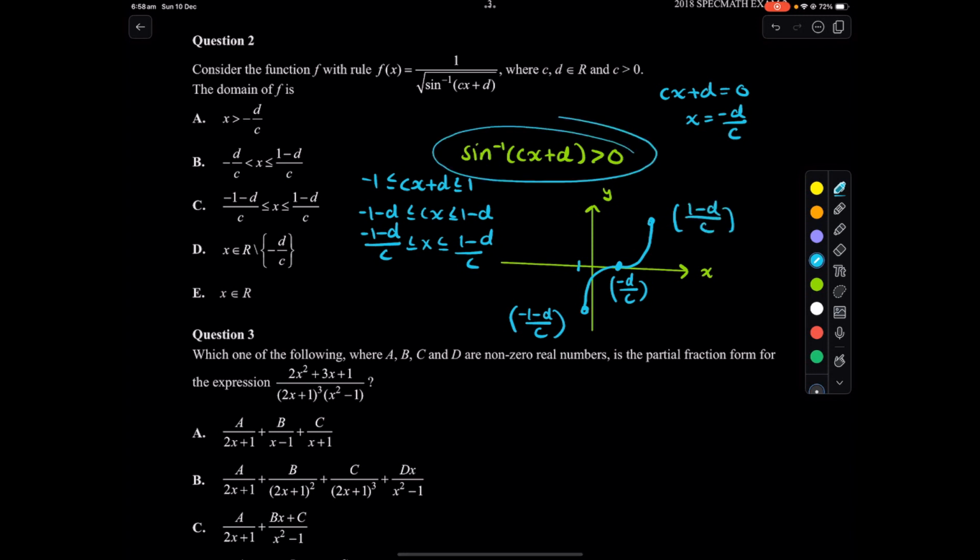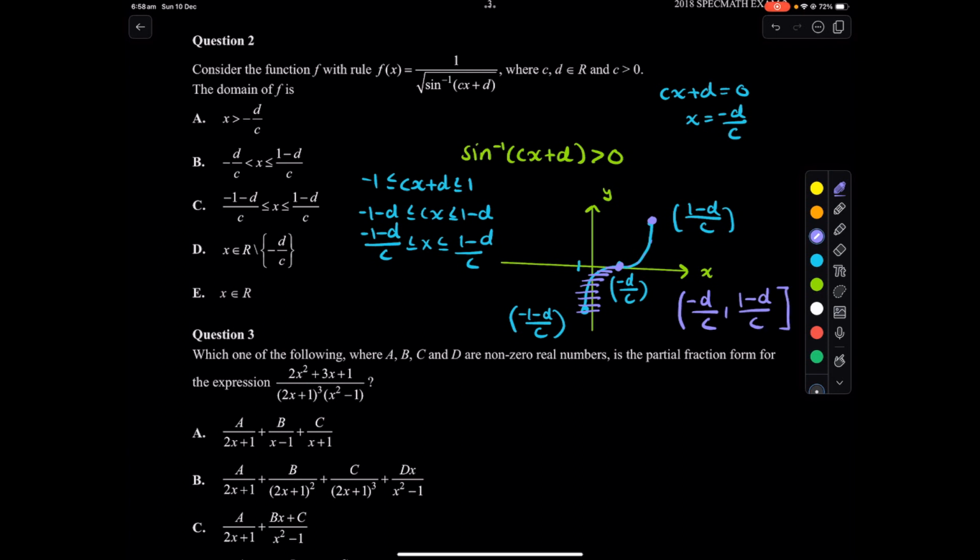Now, remember what we said here. The implied domain is where this graph is greater than 0. So anything at the bottom, we're going to reject. Here, it's actually equal to 0. So from this point, negative d over c, we're not going to include it, and it goes all the way to this point over here, which is included, which is 1 minus d over c inclusive. That is your domain. And which one does that look like? It looks like B is your answer for that one.